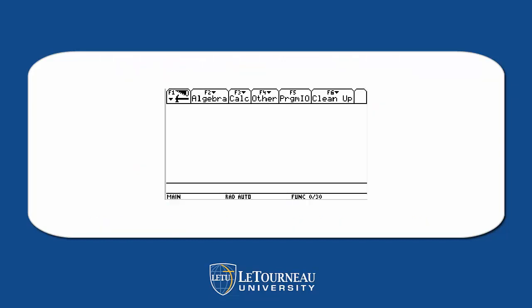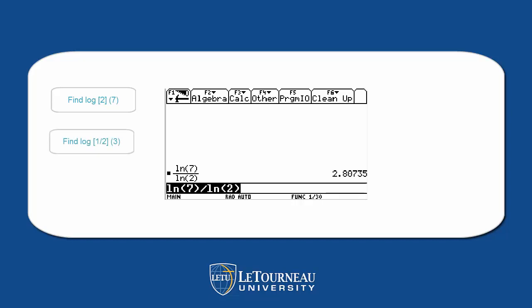So let's take a look at this using our calculators here. We're going to try to find here the log base 2 of 7. One way is to do natural logarithms. Natural log of 7 over the natural log of 2, as the formula before said. We'll hit diamond enter and we get 2.807.